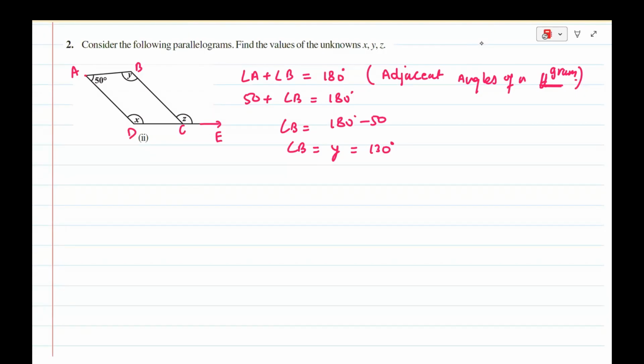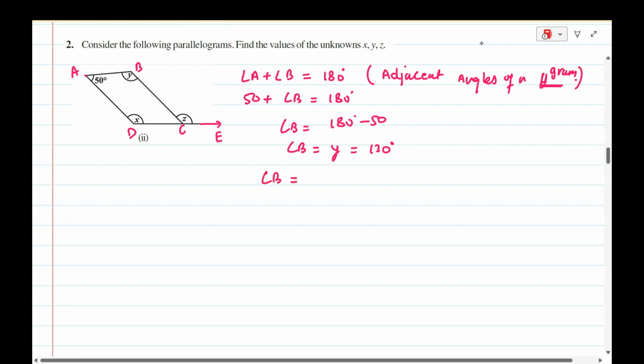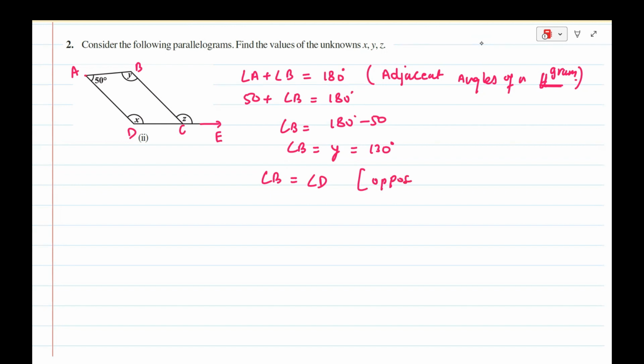Same way, you can calculate angle D because A and D are supplementary. So instead of doing this, we can also say angle B is equal to angle D, opposite angles of a parallelogram. Correct? Opposite angles of a parallelogram. So angle B I got, which is 130 degrees. So angle D, which is X, is also 130 degrees.